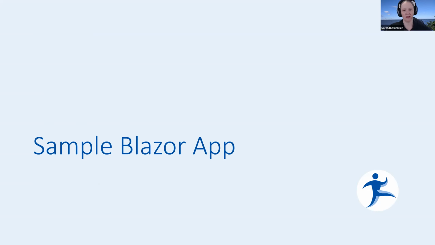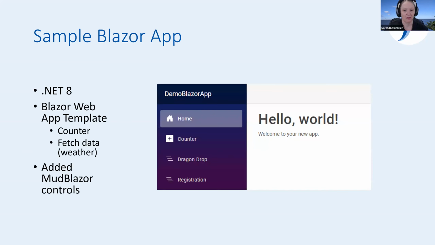All right, so we're going to talk about the sample Blazor app. What are we working with? For today's demo, it's using .NET 8. This is the Blazor web app template. I removed the weather part out. Forgot to update the slide on it, but I also added a couple more pages using Blazor's controls. A lot of the work that we deal with is Blazor, a lot of the clients I deal with use Blazor as well. So that's why we're using Blazor.